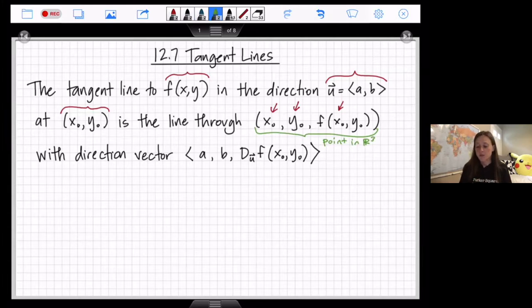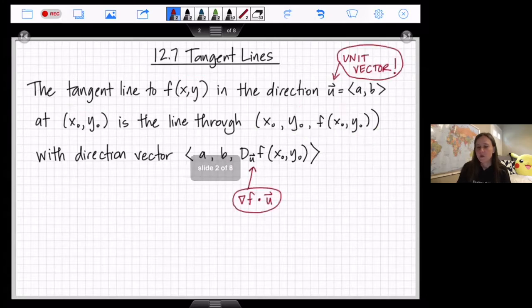The direction vector is going to steal its x and y components from the given unit vector. So we're just going to steal those x and y components for free. And then the z component of the direction vector is going to be that directional derivative that we learned how to calculate in section 12.6. Just a couple of reminders that that direction vector has to be a unit vector. So if it doesn't start that way, we'll have to make it that way. And also just a reminder of what our directional derivative formula is. It's the gradient vector dotted with that unit vector.